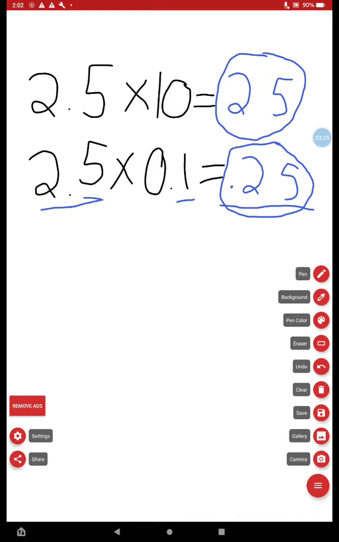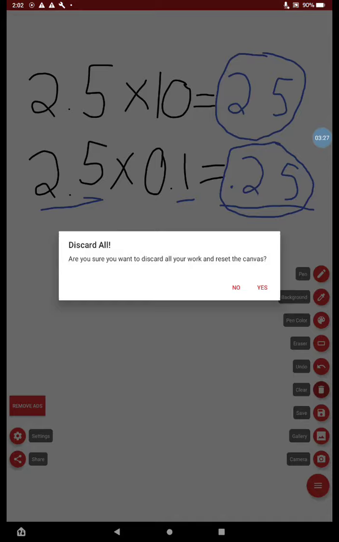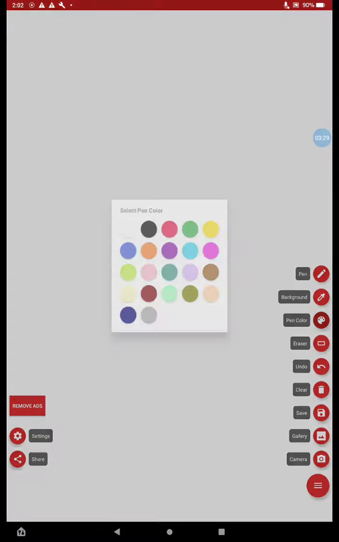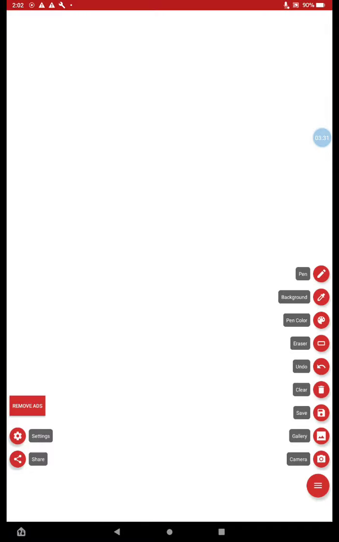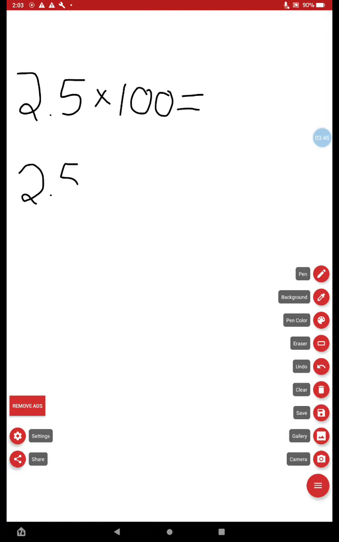All right, now let's ramp it up a little bit. Let's say that I have 2 5/10, and I'm going to multiply it by 100. I also have 2 5/10. Then I'm going to multiply by 100th.